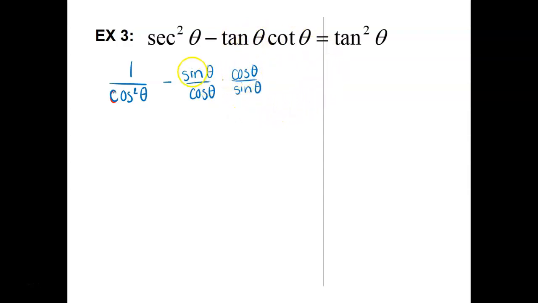So what's going to happen here whenever I have sine over cosine times cosine over sine? Everything cancels, right? The sines cancel and the cosines cancel. What do I get when everything cancels? I get 1, not 0. It's not gone, because if you have sine times cosine over cosine times sine, something over itself equals 1. So you're going to have 1 over cosine squared theta minus 1.